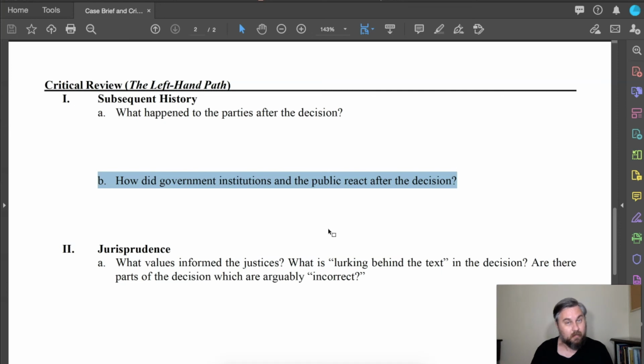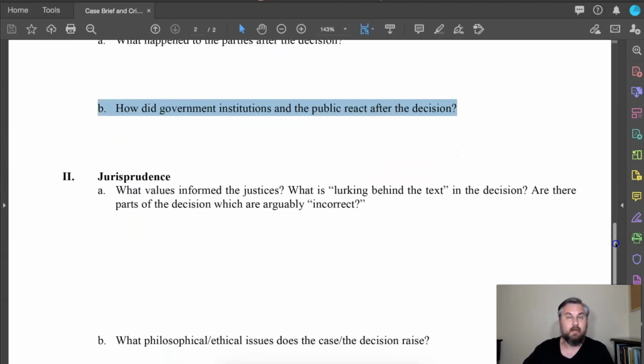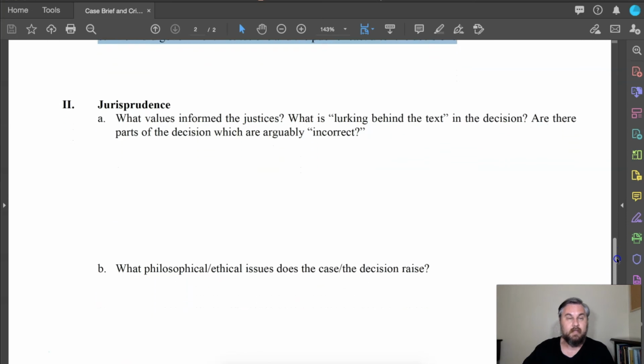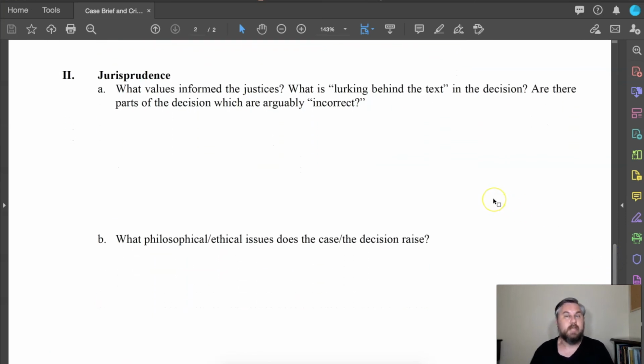And there might be a dialogue between the various branches. The same is true for the state level. So all of that is really important subsequent history that gives you a good idea as to how government relates with itself. Then you also want to consider jurisprudential questions.